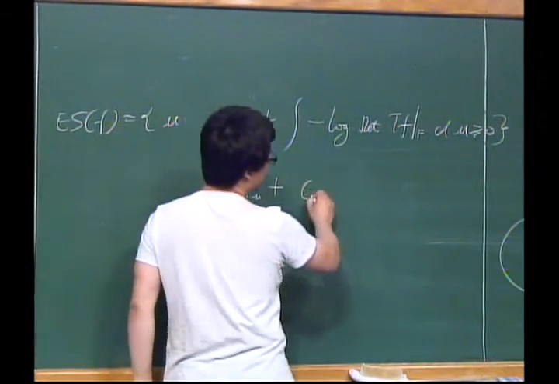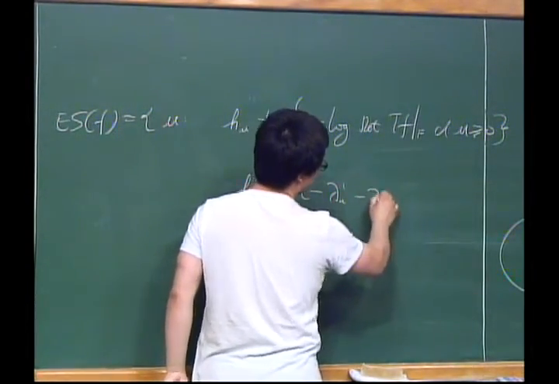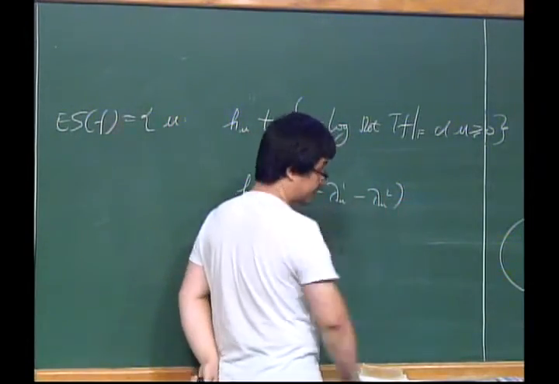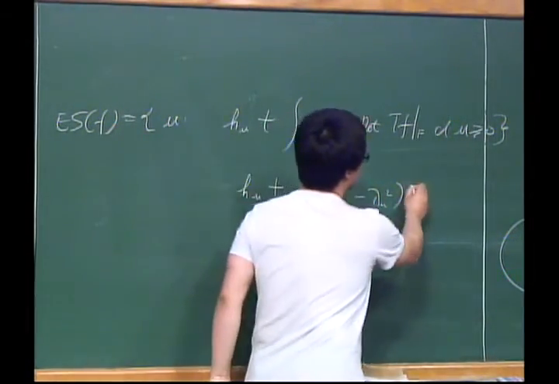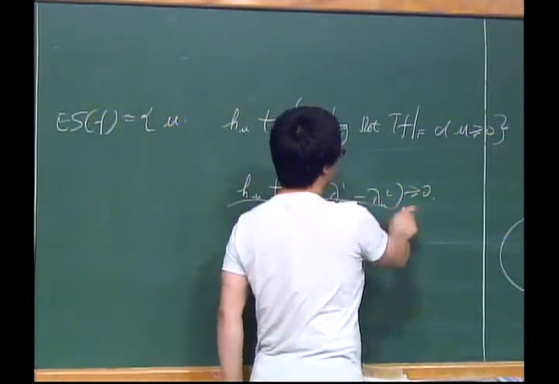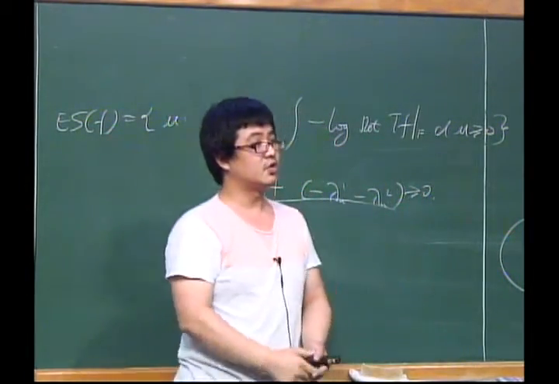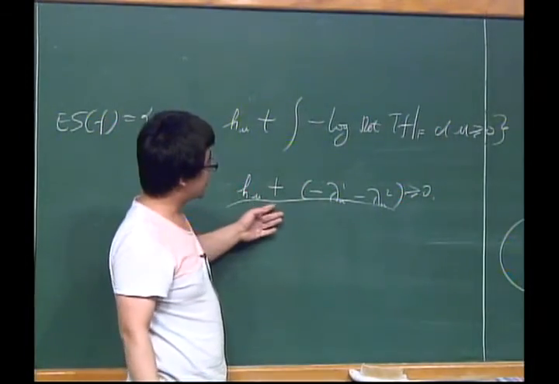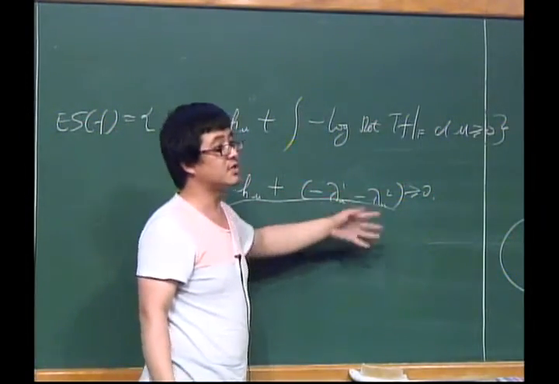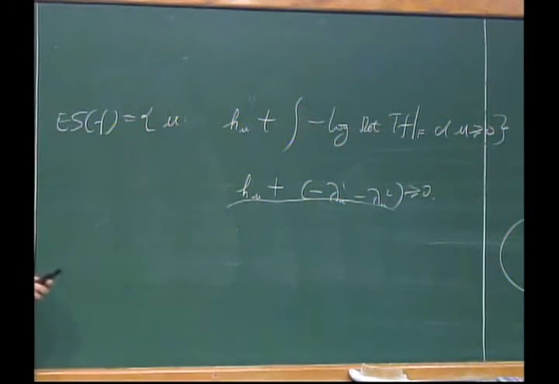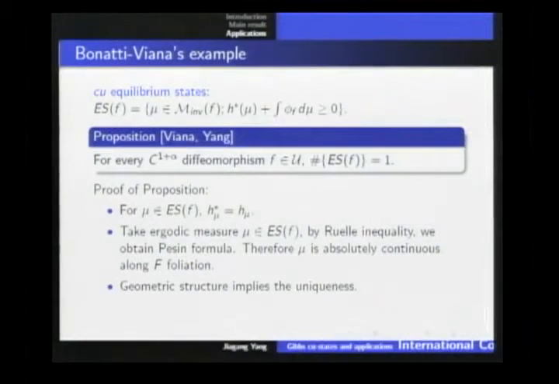So basically, this should be minus lambda U1 minus lambda U2, all positive, larger or equal to zero. Finally, you change the language to this part. So what is this? The entropy minus the positive exponents is larger or equal to zero. In a similar way, by the Ruelle inequality, it should be smaller or equal to zero. So we again get the Pesin entropy formula. If you get the Pesin formula, then by Jiagang Yang, the measure should be absolutely continuous with respect to the F direction.